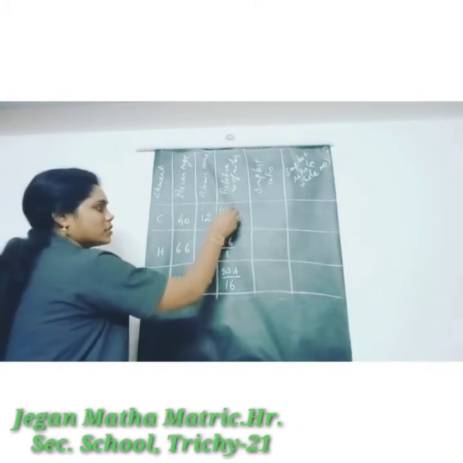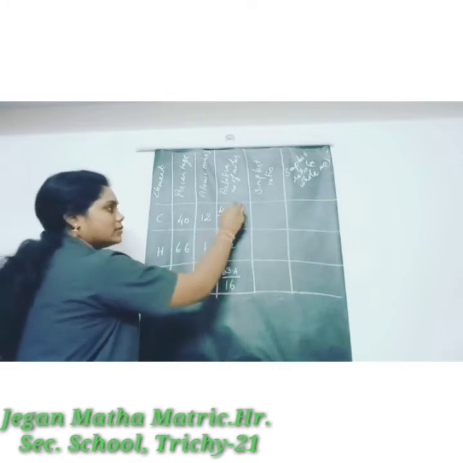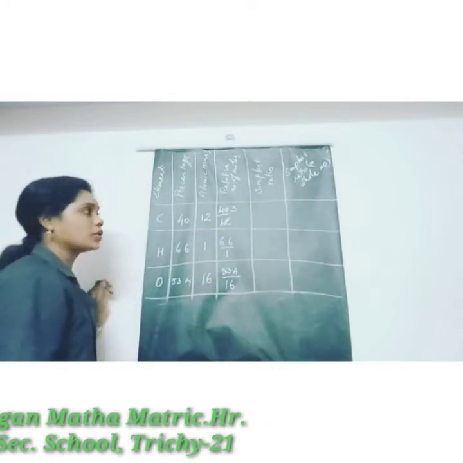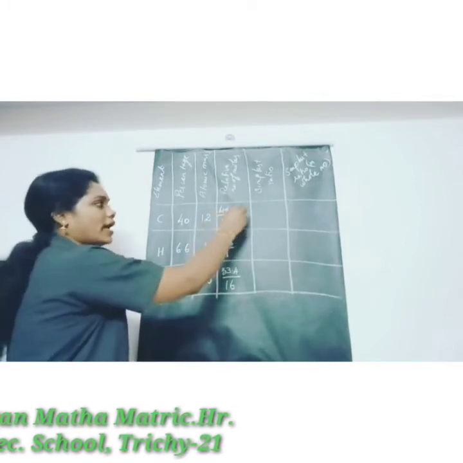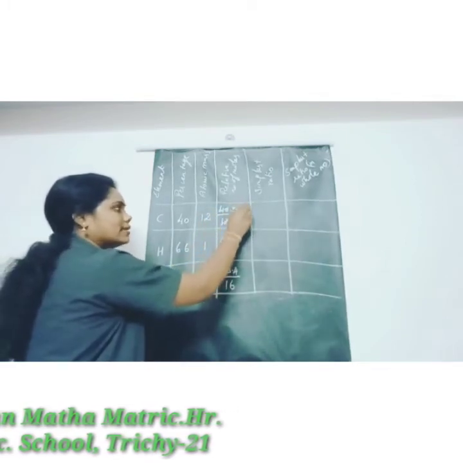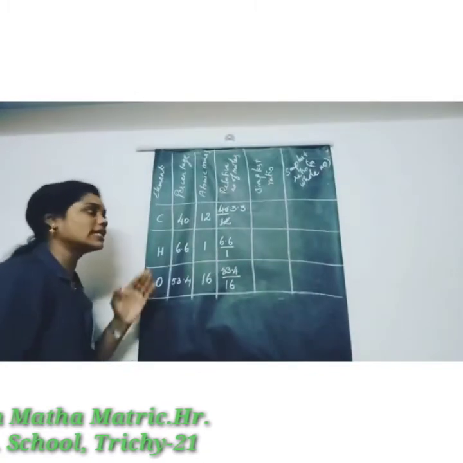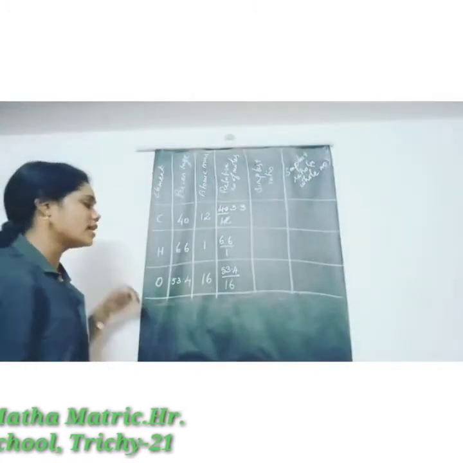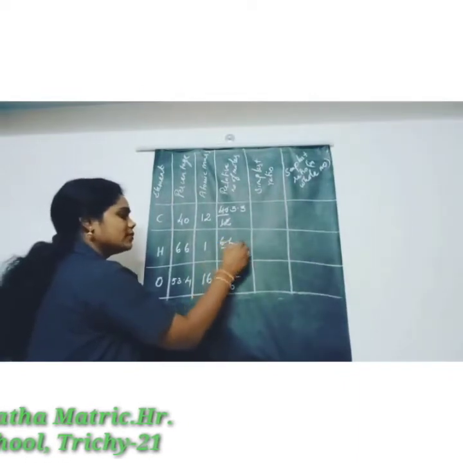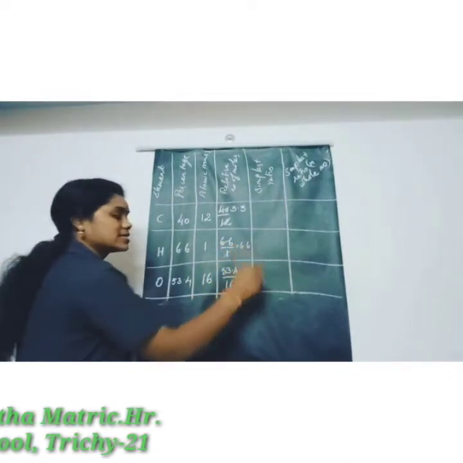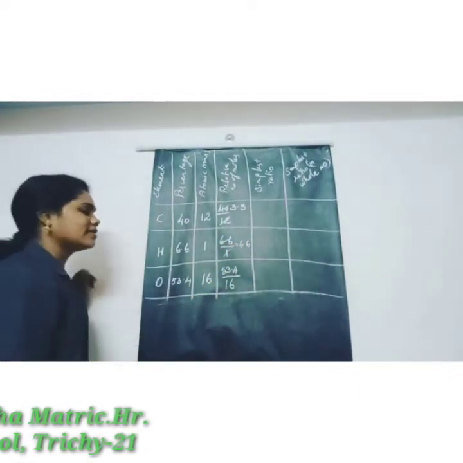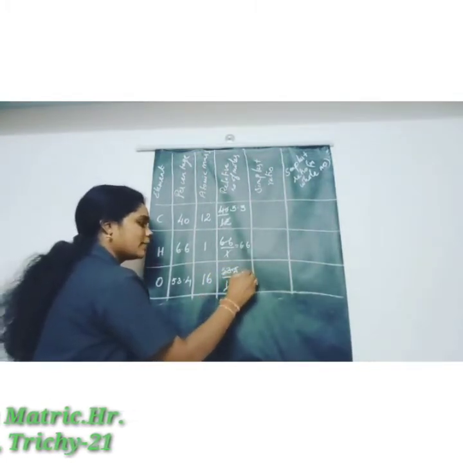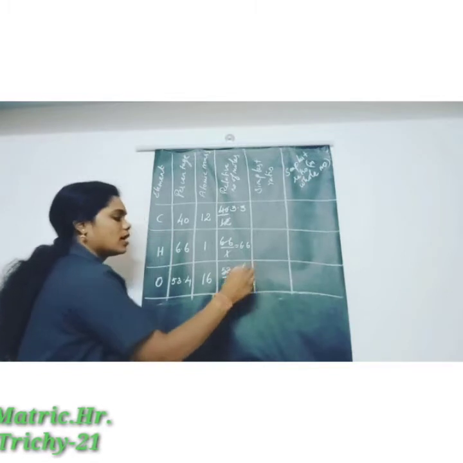So 12 times 3 is 36, remaining 4, so put a point and a 0. So 3 continues, and 3.3 is the quotient for carbon. Next, cancel this term: 6.6 divided by 1 is 6.6. And then here, cancel this term, so here also 3.3.